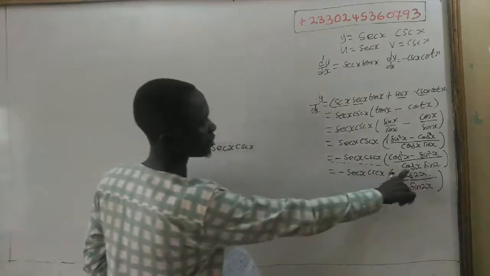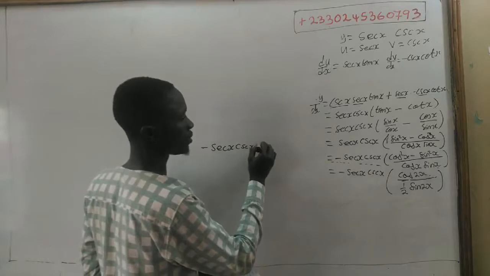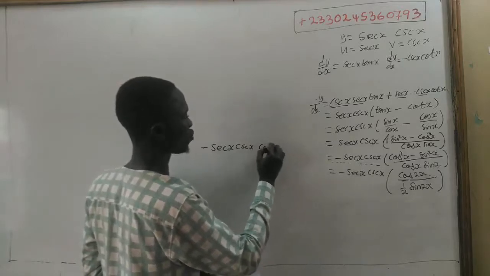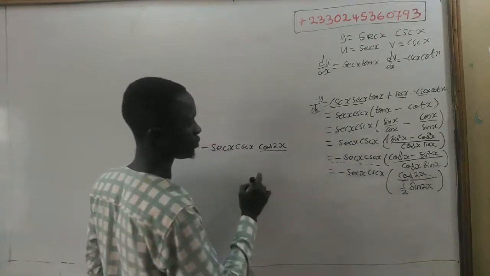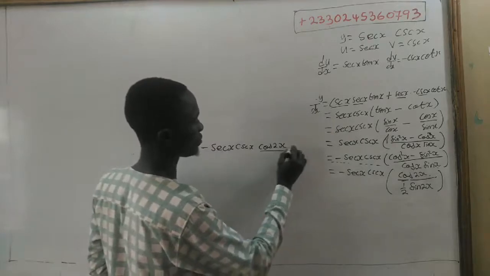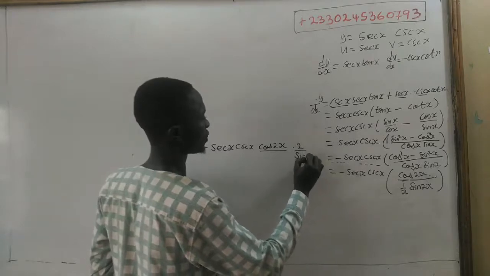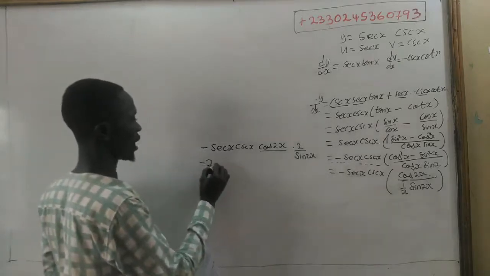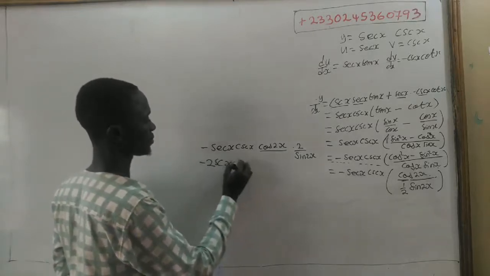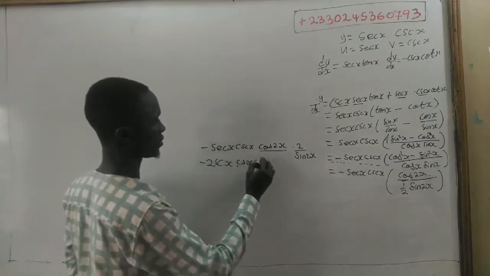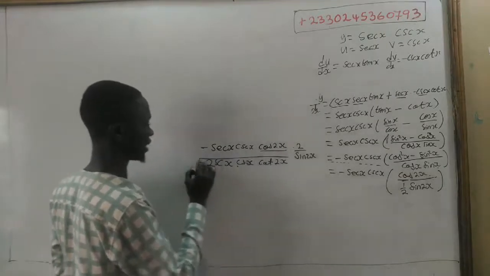Then this one, the top there, what do we call it? Cosine squared minus sine squared gives us cosine 2x, divided by this one. We have 2 on sine 2x. So we take negative 2 out: secant x cosecant x cotangent 2x. Yes, you could have also ended up here.